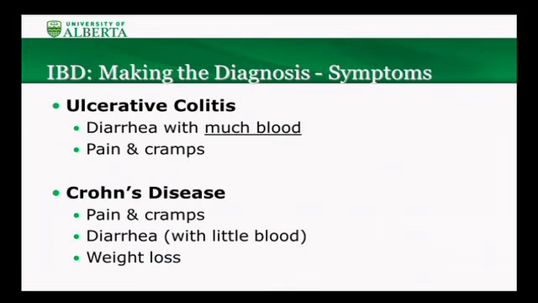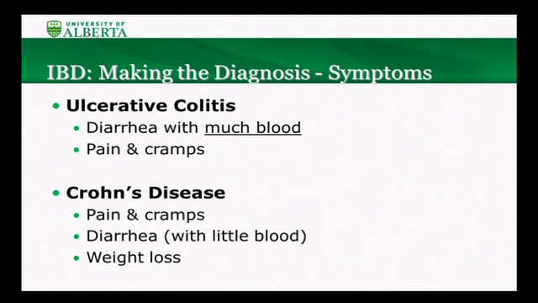Now, symptoms are different. When you come to us as a patient with symptoms of inflammatory bowel disease, we're looking for a couple of really important items. We're going to ask you if you have diarrhea. Fair enough. Patients with ulcerative colitis tend to have diarrhea with blood. In contrast, patients with Crohn's disease, while they may have diarrhea, don't tend to have much blood. So for us, that's a distinguishing feature.